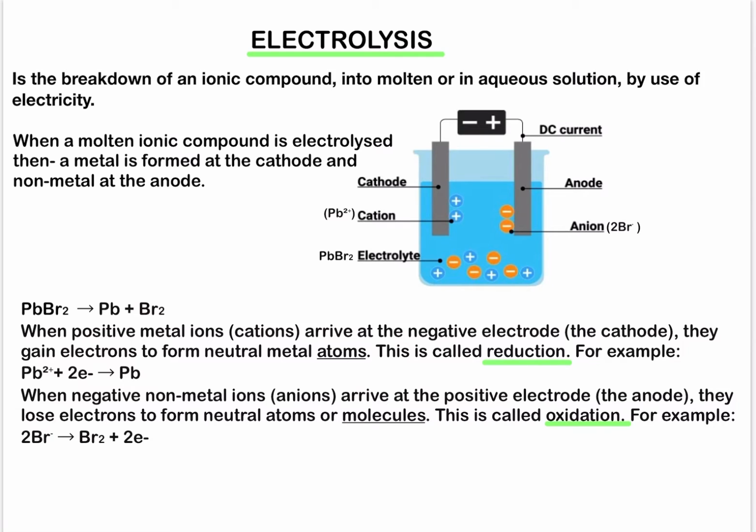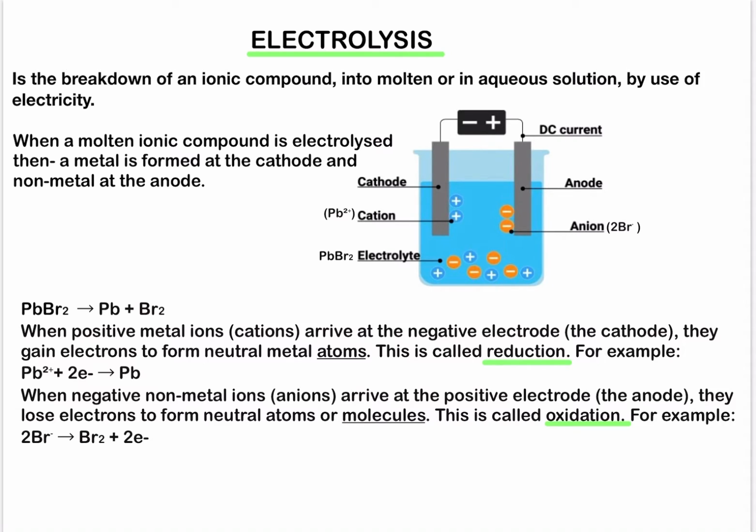Now, an ionic substance contains charged particles, and we call them ions. For example, lead bromide contains positively charged lead ions and negatively charged bromide ions. So electrolysis, again I repeat, is a process by which ionic substances are decomposed, broken down into simpler substances, when an electric current is passed through it.